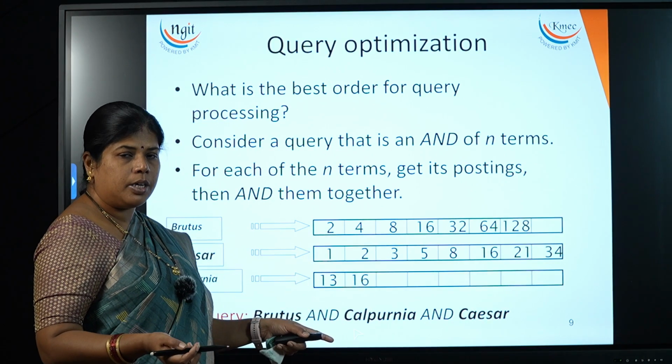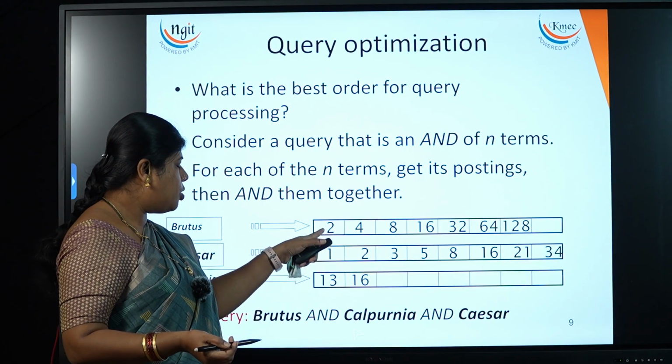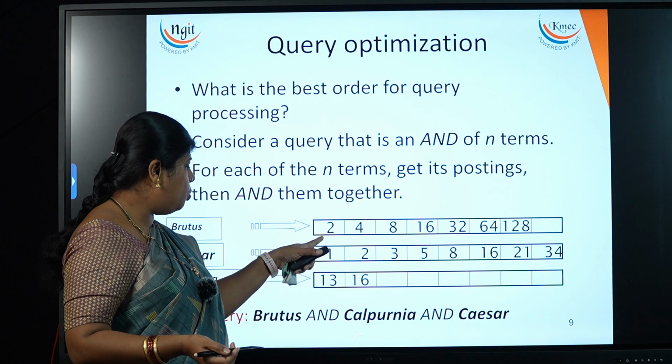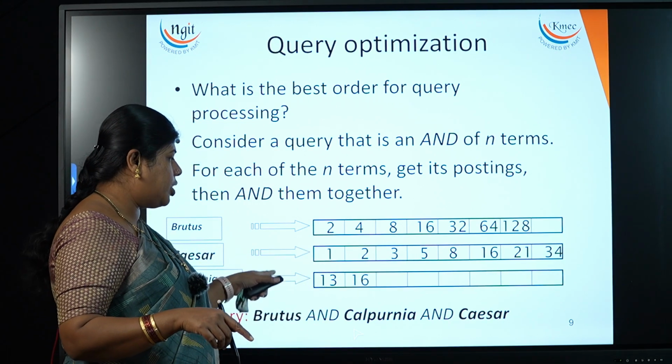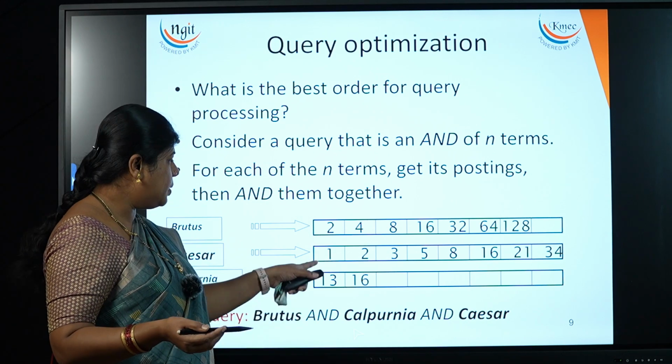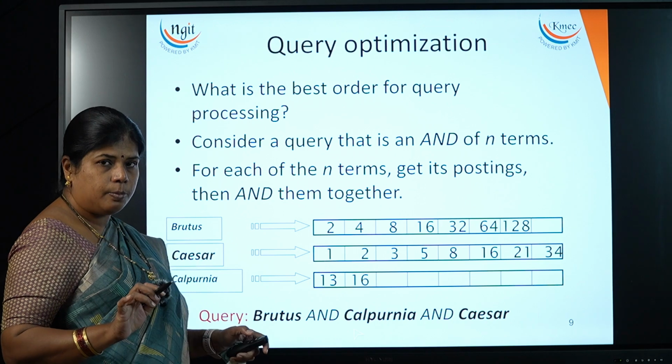Now, while applying the merge, you should move your pointer in three arrays. So, when I am going for the first nodes, 2, 1 and 13, which one is smaller? 1 is smaller. So retrieve it first. Now, as 1 has been retrieved, move the pointer to the next node. Like this, merging is performed.